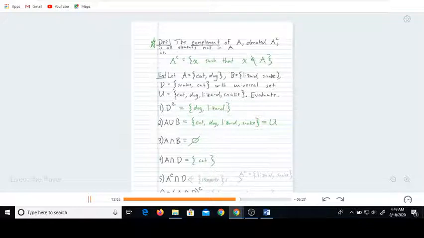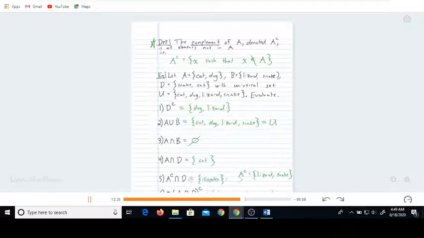Now, let's look at example number 5. So we'll go off to the side here and do A complement. A complement is going to be everything that's not in A, which is going to be, well, lizard and snake. Cool. So we want to figure out where A complement intersects with D, and the answer is snake, because that's the only thing A complement and D have in common.